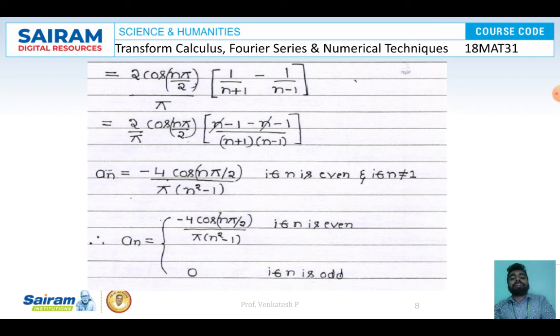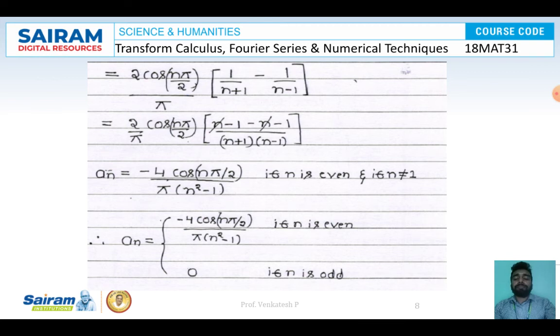So taking LCM here, we'll be getting the equation like this. After simplification, we got the value an is equal to minus 4 cos(n pi/2) by pi(n square minus 1), if n is even only, not odd. For example, if n is equal to 1, in this case the answer will become infinity. So now we have to find the value of an at n is equal to 1.